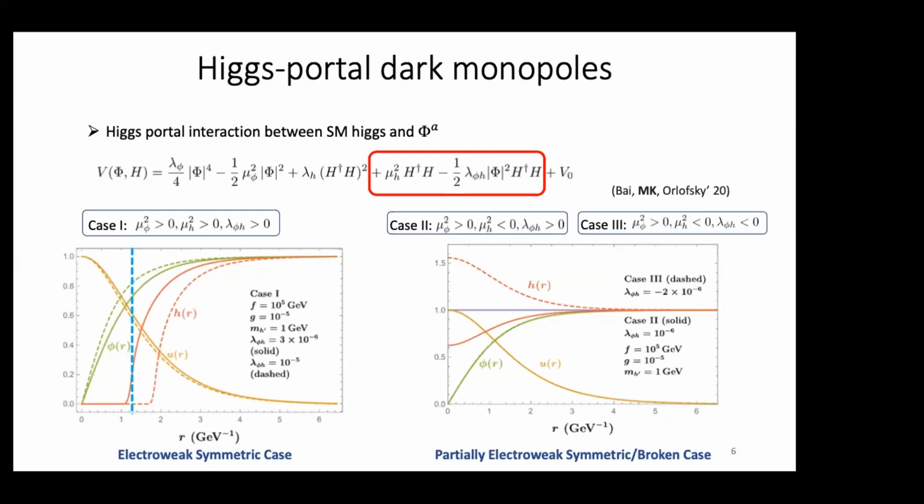What are the units of the y-axis? Good question. The y-axis denotes the field value normalized to its vacuum expectation value. So phi is normalized to its vacuum expectation value. One just means, for phi, its symmetry breaking scale F, but for the Higgs, it means its vacuum expectation value, which is V. So they are normalized differently for different fields. Thank you.